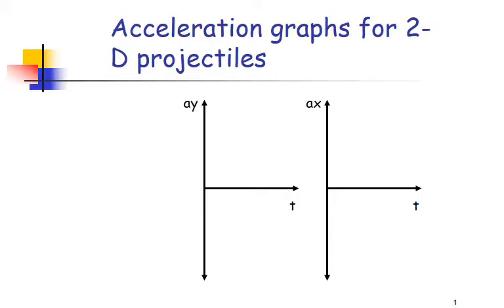Now draw the acceleration graphs for the y and acceleration in the x. And so pause the clip and then see how you do. Okay, so in the y, it is a constant negative 9.8 meters per second squared. That is the acceleration the entire time. And then in the x direction, there's no acceleration as long as the air resistance is 0.